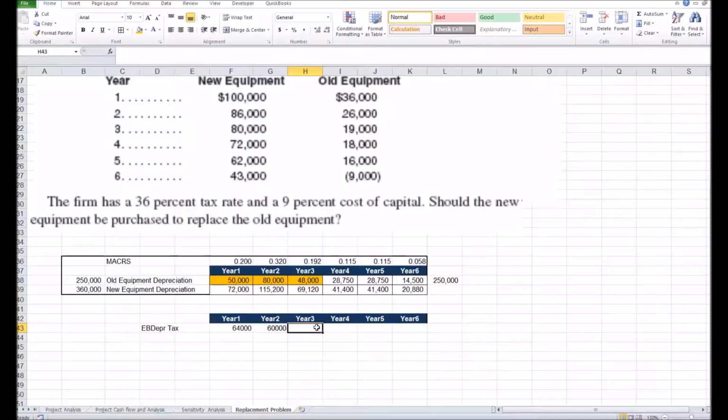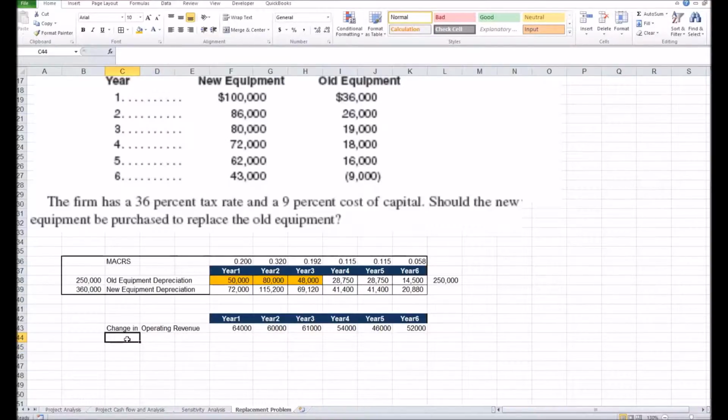Year 3 is the $80,000 minus the $19,000. Year 4, the $72,000 less the $18,000. Year 5, $62,000 minus the $16,000. And year 6, the $43,000, and it's minus the minus $9,000. So in the old case, it would have cost us money in that last year. So it's a cost avoidance in that last year. We'll actually call it the change in operating revenue.